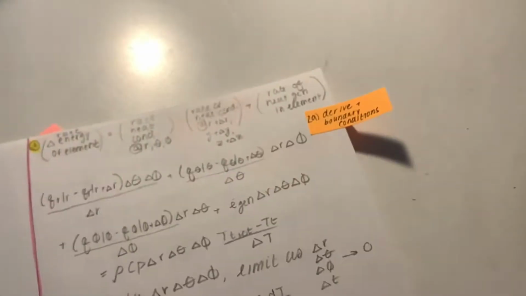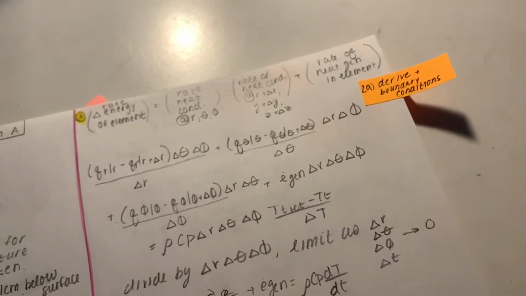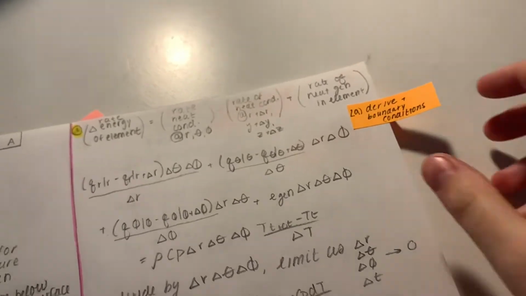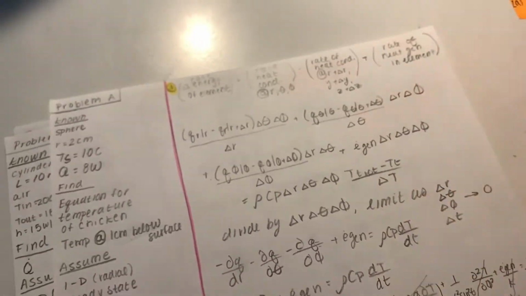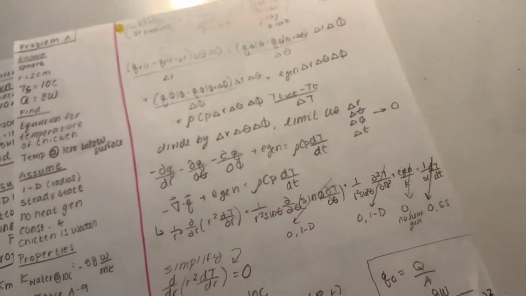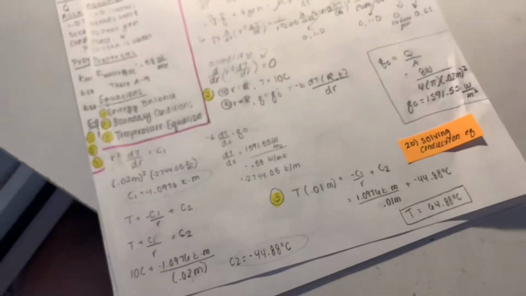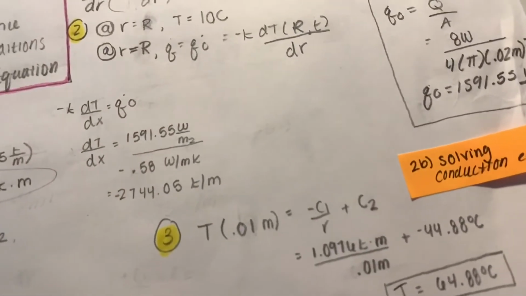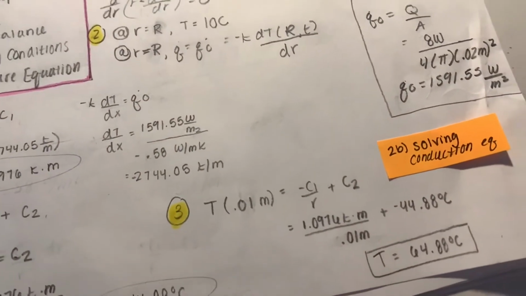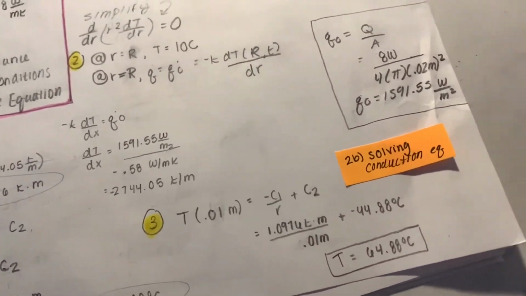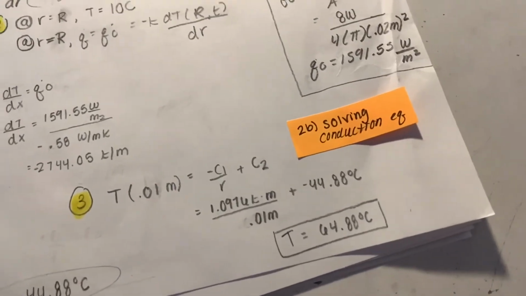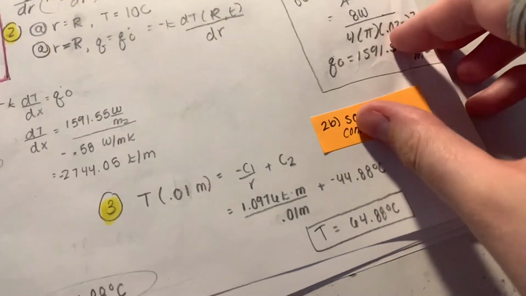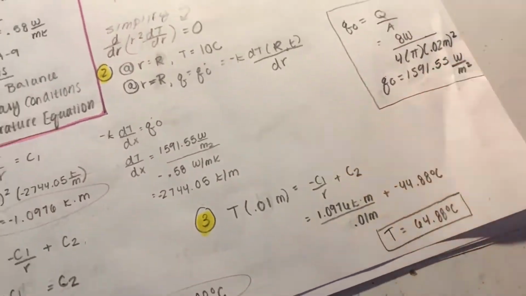And then it covers topic 2A, derive with the boundary conditions, and I started from the energy balance this time. Did my derivations with the boundary conditions. I solved for the C's here, and I got that equation, and I plugged in 0.01 meters because that was the radius that I chose, and I got that temperature, which covers 2B, which is solving this equation.